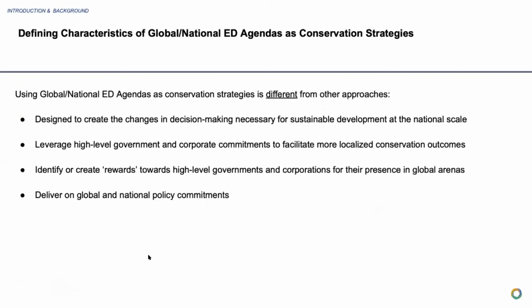So we tried to come up with some defining characteristics. What makes using these agendas as a strategy different from other approaches? Some of it was that they focus on sustainable development. Typically, since it's government to government, they're thinking at a national scale. Leveraging these high-level commitments to facilitate more localized conservation outcomes, we felt was an important defining characteristic.